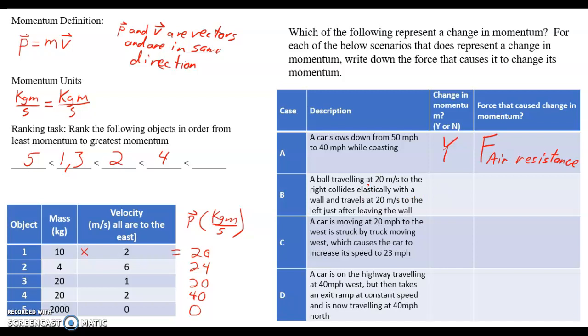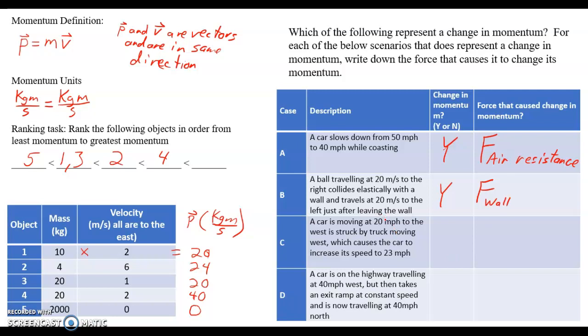Okay. A ball that's traveling at 20 meters per second to the right, and then it hits a wall. Now it's going 20 meters per second the other direction. Did it change its momentum? Well here, if we were to calculate it, we would get the same number either way. But remember that momentum is a vector, and so at the beginning it had a momentum to the right, and afterward it had a momentum to the left, and those are two different things. So it did change its momentum. And what force caused that? What pushed on this system? The system is the ball, and it was the wall that pushed on the ball.